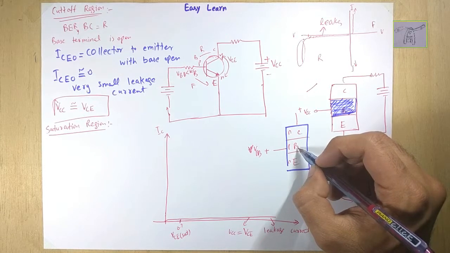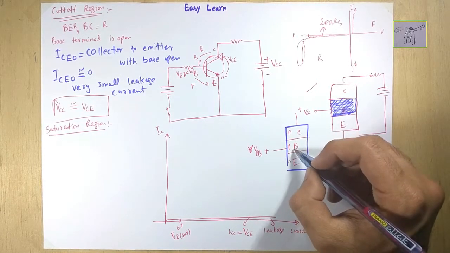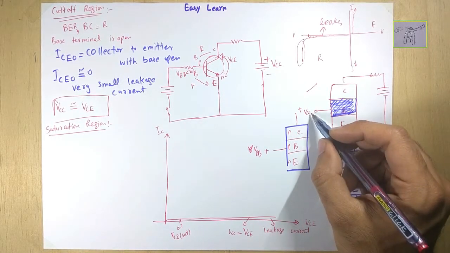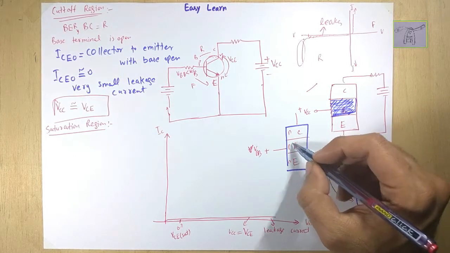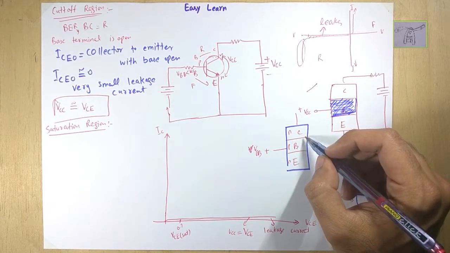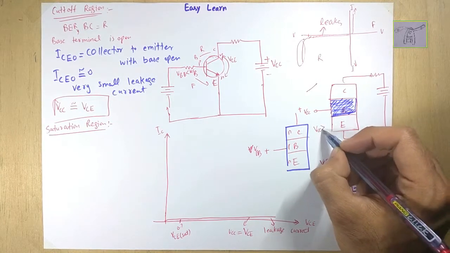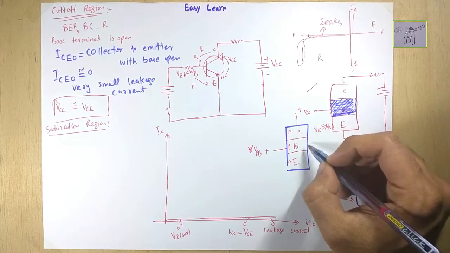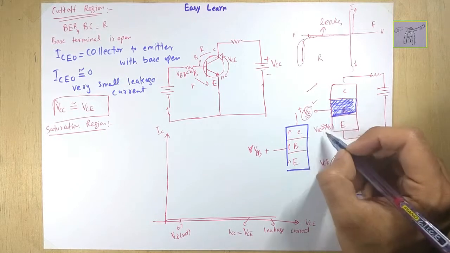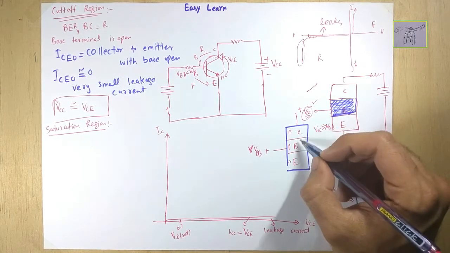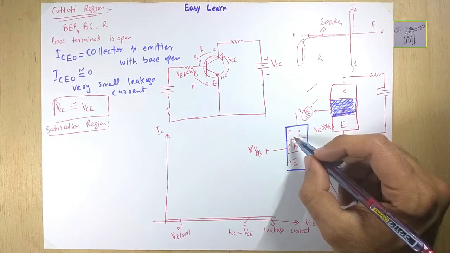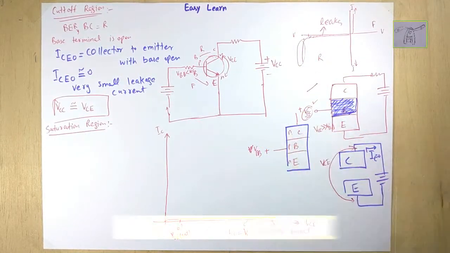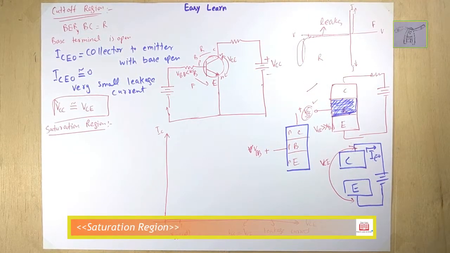This VBB tries to forward bias the base-collector junction, because positive is connected to the P and negative is coming to this terminal here. But VCC tries to reverse bias the base-collector junction. Usually in active region VCC is much greater than VBB. So that's why the base-collector junction is reverse biased, because VCC reverse biases it, as the positive is connected with the N region.